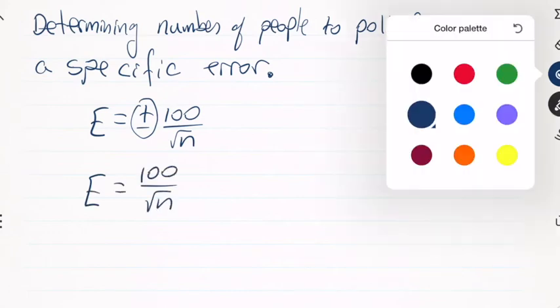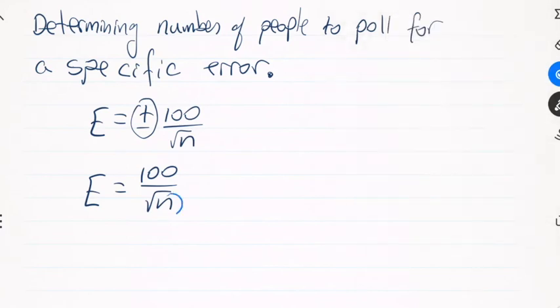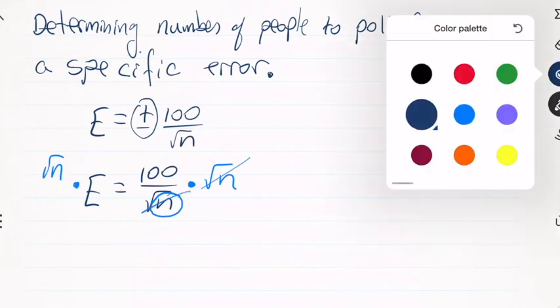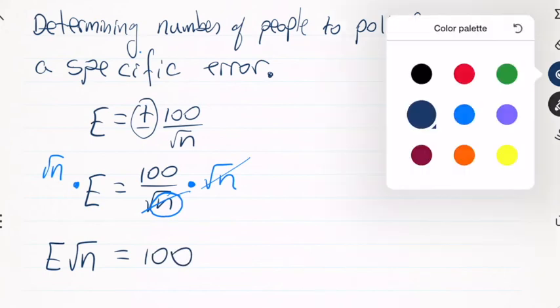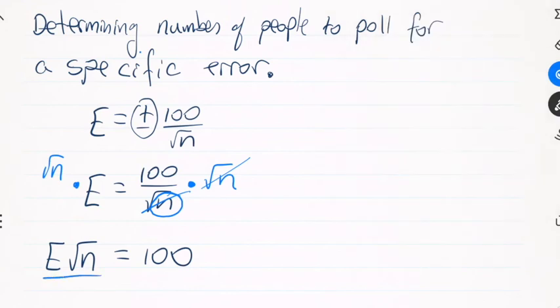And I'm more interested in solving for n in this case. So to solve for n, I'm just going to do the algebra. You don't have to worry about being able to do this, but it does give you an idea of where all this stuff comes from. I need to get the square root of n out of the bottom, so I'm going to multiply both sides by square root of n. Totally legal. These two will cancel. And on the left-hand side, we're going to have the error times the square root of n is equal to 100. Now remember, we're trying to get that n by itself, so I'm going to divide both sides by e, the error.